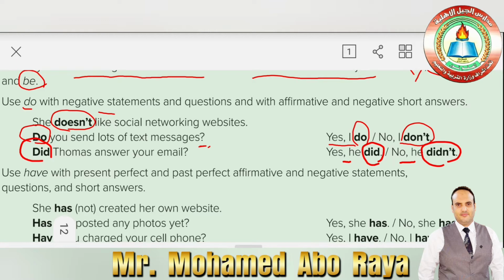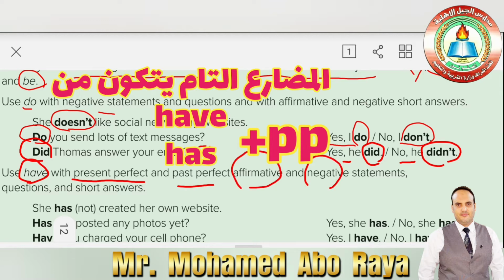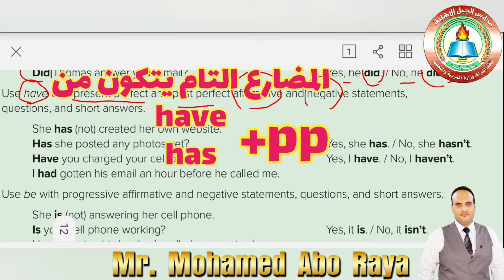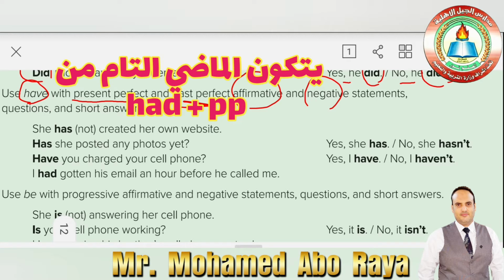Also, we will speak about auxiliary verb have. Use verb to have with present perfect and past perfect, affirmative and negative statements. Present perfect is formed with have, has, plus past participle, and past perfect is composed with had plus past participle.